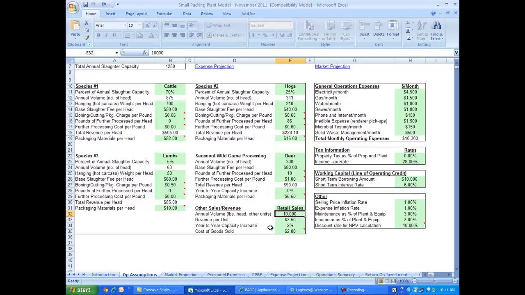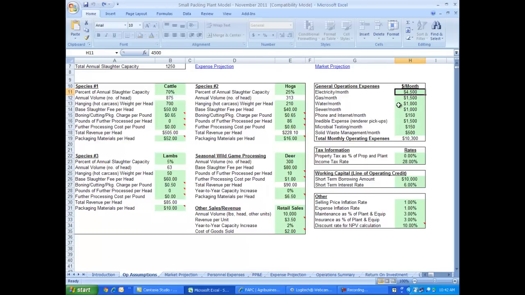It's hard to tell what it may be, so you take your best guess at this and try to estimate what you think the revenue per unit will be, average cost per pound that's sold, and the cost it was to buy each of those pounds that were sold. And like the deer processing, we allow for a little capacity increase. So as you get notoriety for your business, it may take off.